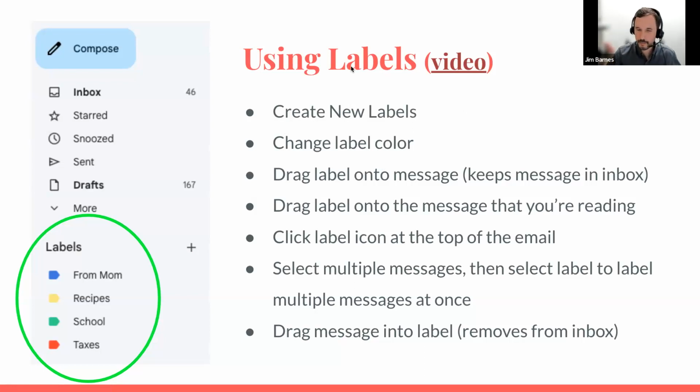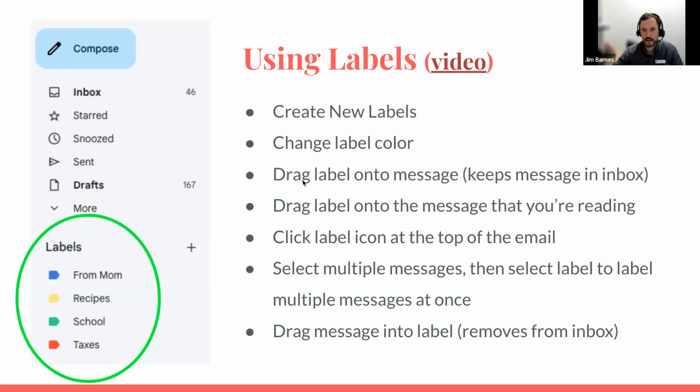But the reason why they're called labels is because you can add multiple labels to one email. So if you're using a folder like in a filing cabinet, you can't put the same document in multiple folders. But with labels, you can put multiple labels on one email, if that makes sense. So you can create new labels with this plus sign here, and then you can change your label color and customize that. And I'll show you this in just a second.